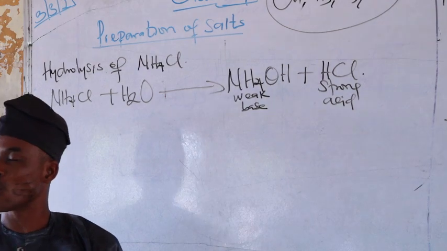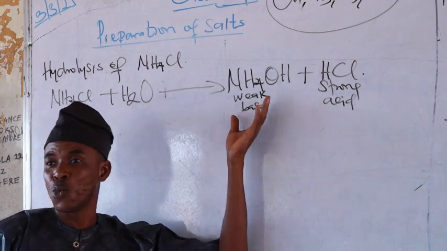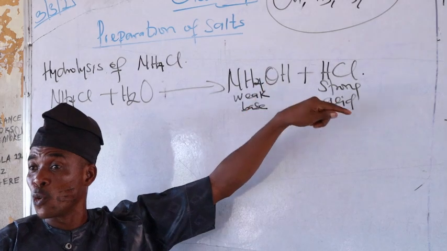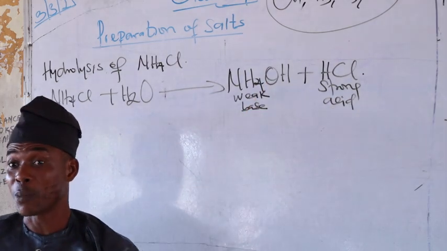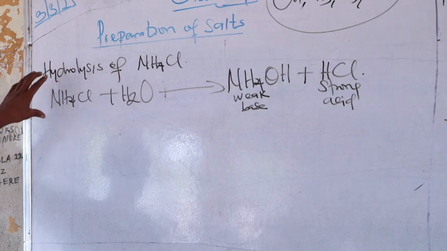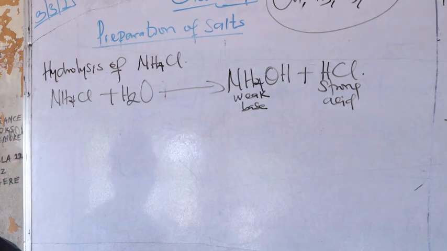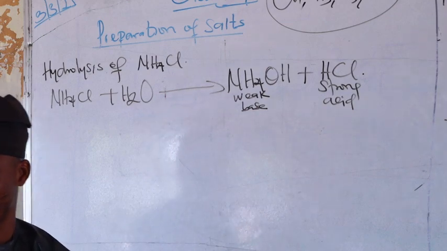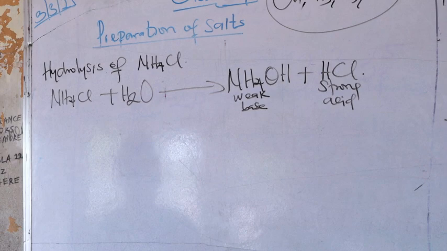Because the acid is strong and the base is weak, the effect of the solution is going to be acidic. It means the solution of ammonium chloride is going to be acidic to litmus. How does that mean? The solution will turn blue litmus paper red. All these are hydrolysis of salt. If you understand it perfectly, it will help you when we get to the salt analysis.